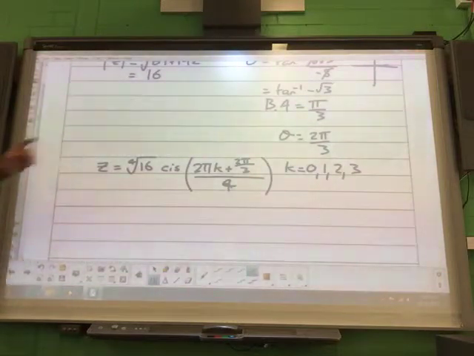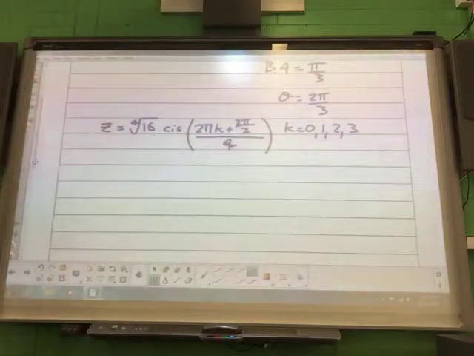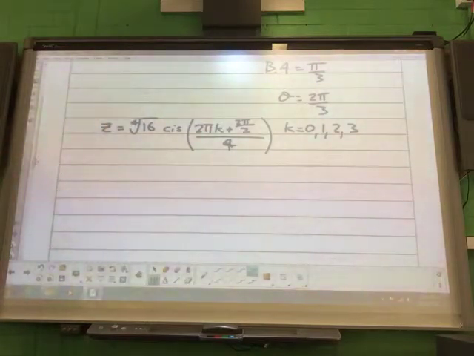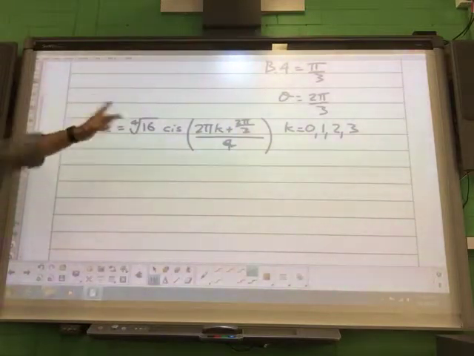Okay, so what's the fourth root of 16? 2. Okay, because 2 to the power of 4 is 16. So we're going to be forming a circle of radius 2, and we're going to find that the 4 solutions are going to be evenly spaced out around the circle. Okay, what's going to be the separation between two complex numbers, between the two roots, sorry?